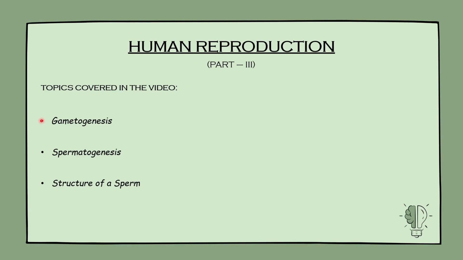This is part 3 of the chapter Human Reproduction, wherein you will be learning about gametogenesis, spermatogenesis and structure of a sperm. For better understanding, please do watch the previous videos. Without further ado, let's begin with the first topic.